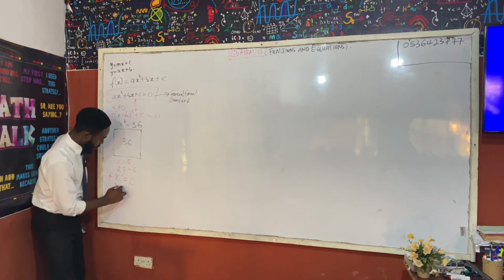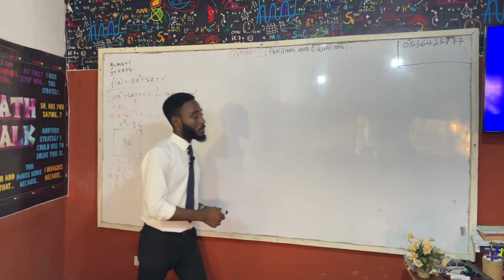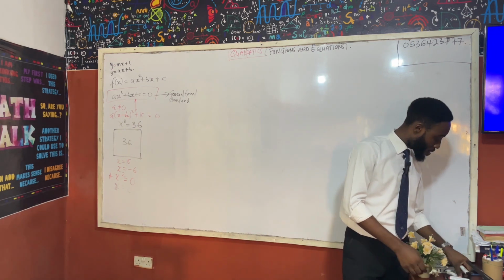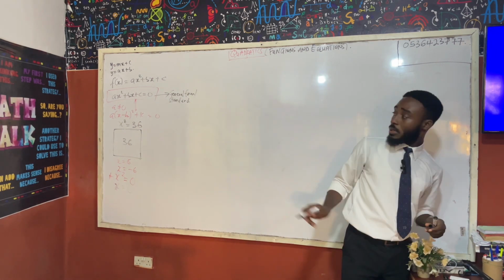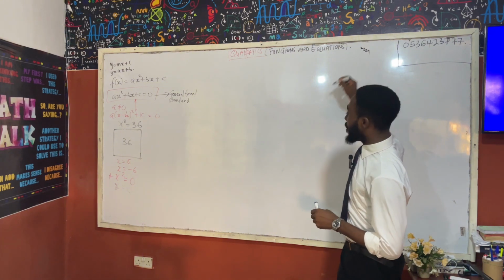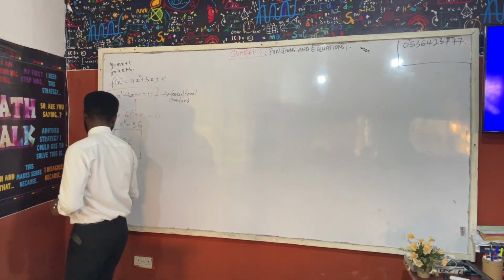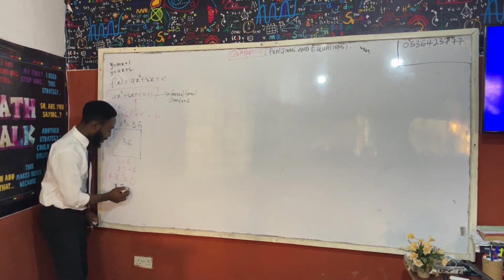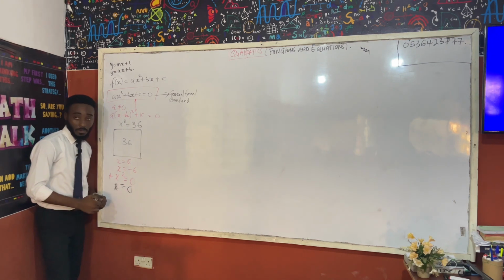I think this marker is also not working so well. Any other marker here? All right, so x is equal to 0.